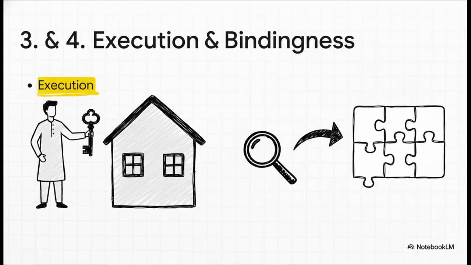And finally, we have execution and bindingness. For execution, it's simple. You have to actually have the authority to make the deal. You can't sell your neighbor's car, right? As for bindingness, a deal isn't totally locked in until any special options, or Khiyār, are settled. For instance, if you have a 3-day right to inspect a product, the contract isn't fully binding until that period ends and you give the final okay.